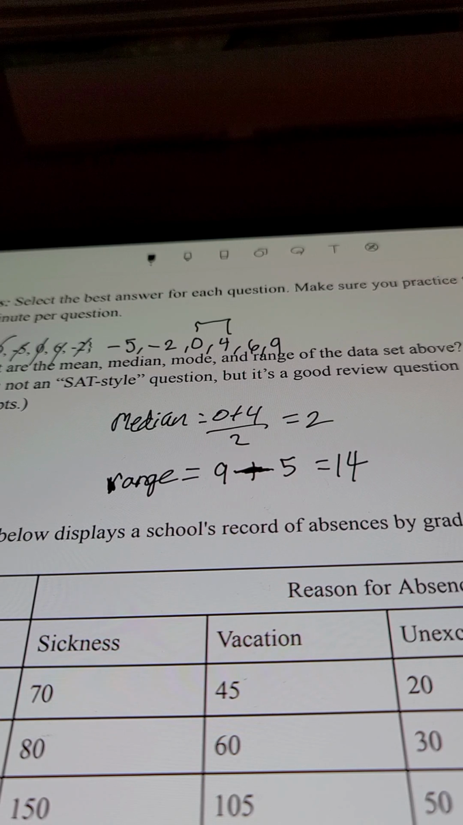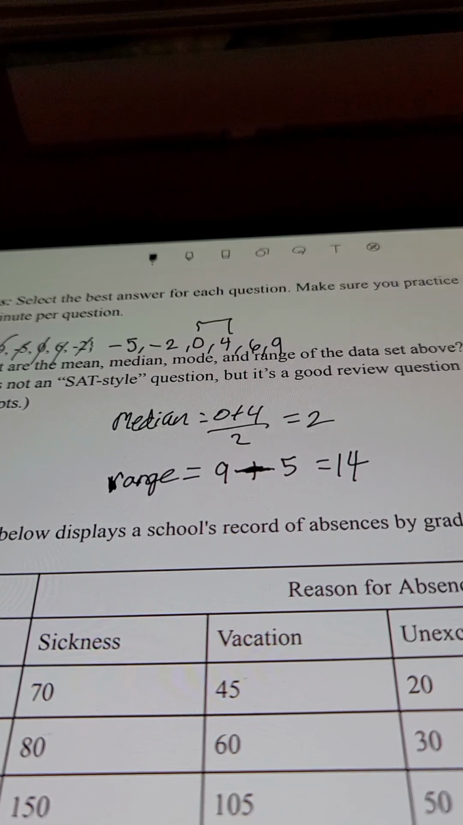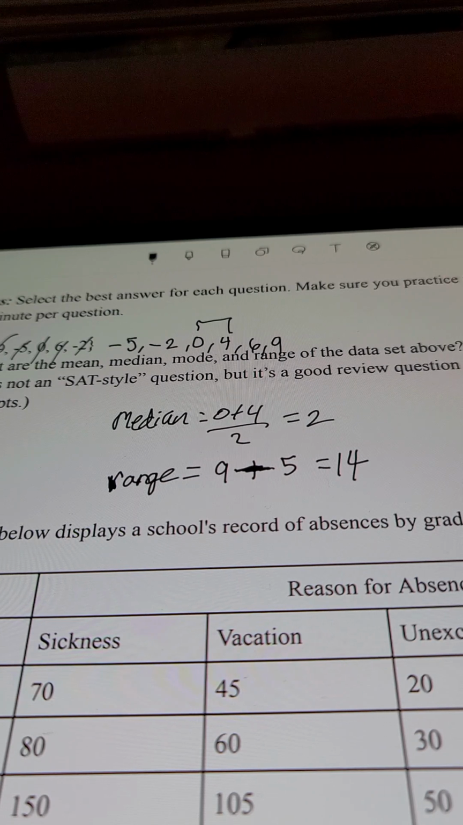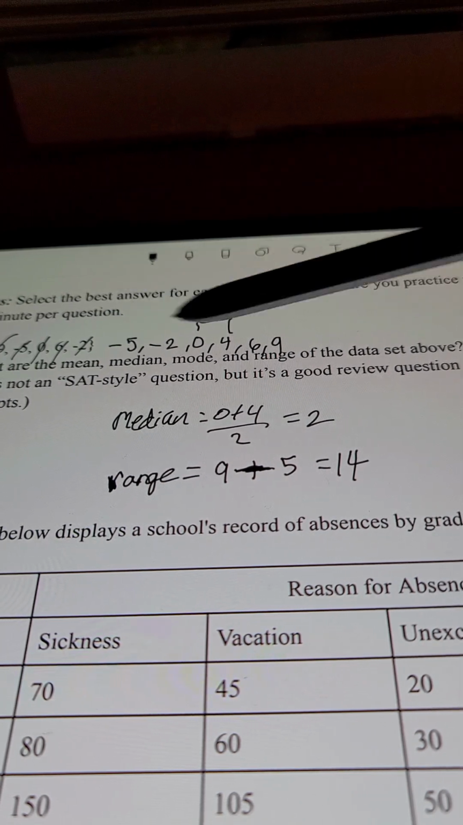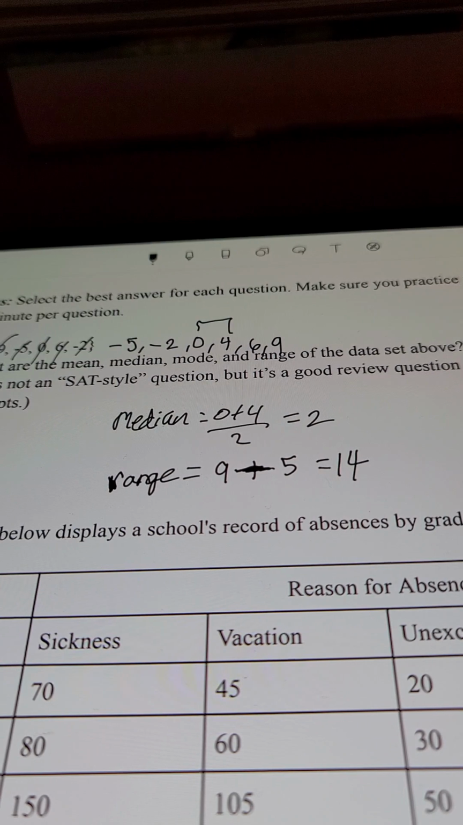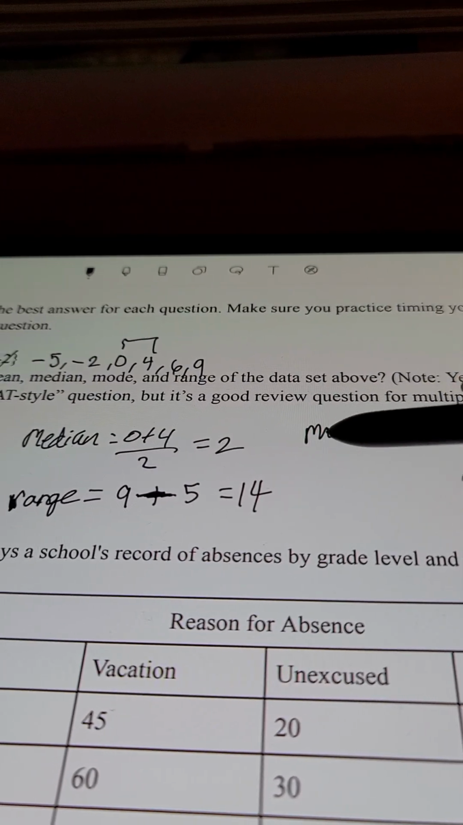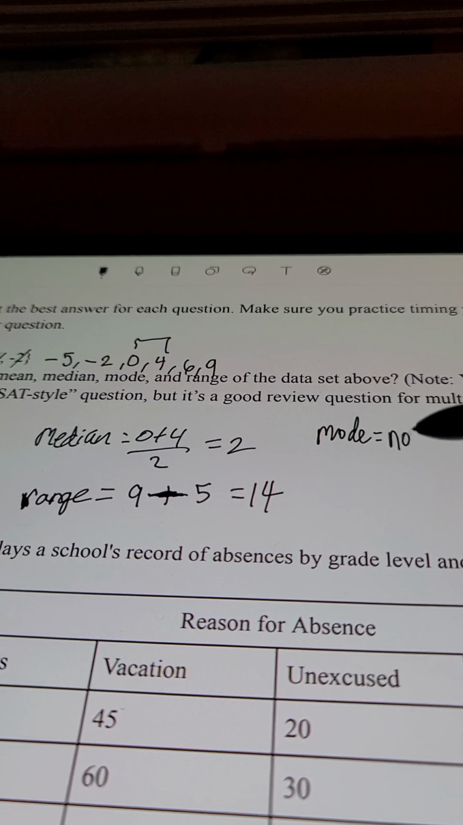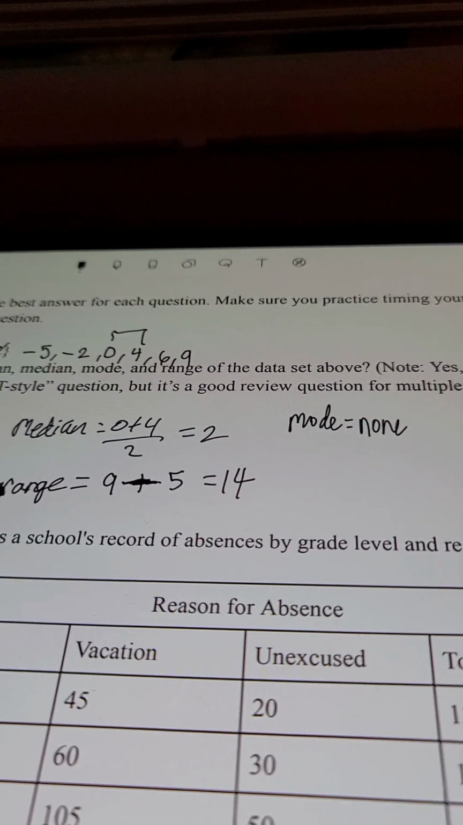And mode is also an easy one here. If you look for mode, you're trying to figure out which number occurs most frequently in your list, basically. And each number appears only once. There's no number that's repeating more times than the other numbers. So there's no mode in this case. Mode equals none. It's a trick question.